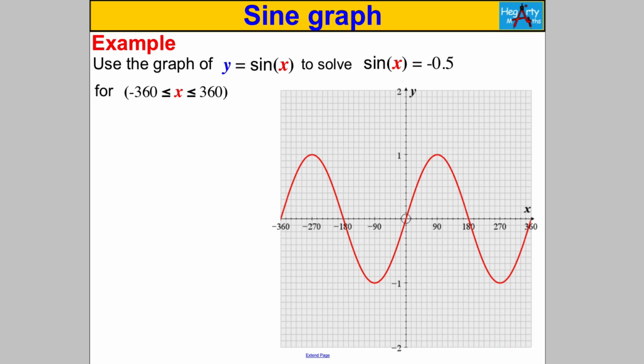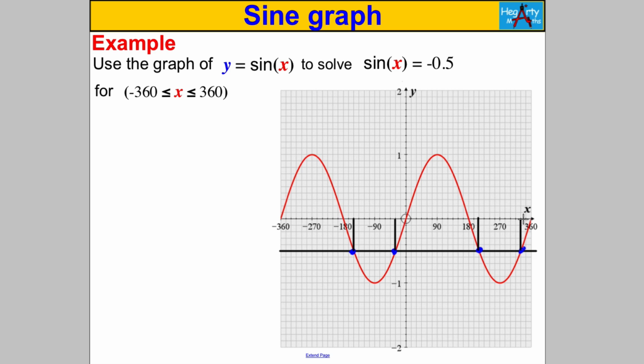Last one now. Use the graph y equals sine x to solve sine x is negative 0.5. Pause the video, have a go. Okay, I'm going to draw y equals negative 0.5. So let's give that a go. So it's going to be 0.1, 0.2, 0.3, 0.4, 0.5. It's going to be along here like this. Where are our solutions? Well, our solutions are here, here, here, and here. And we draw ourselves some little lines up. That one, that one, that one, and that one.